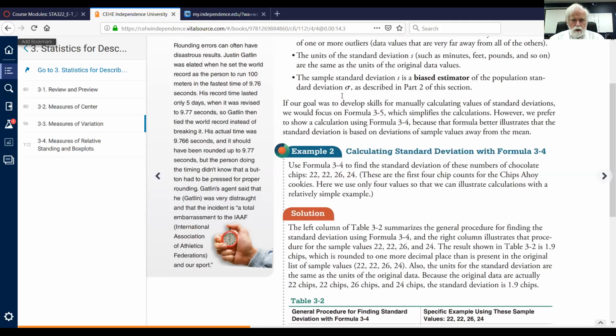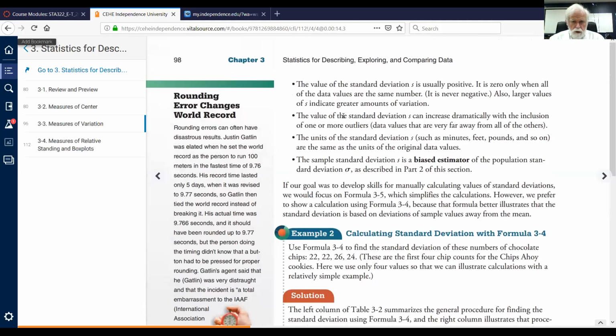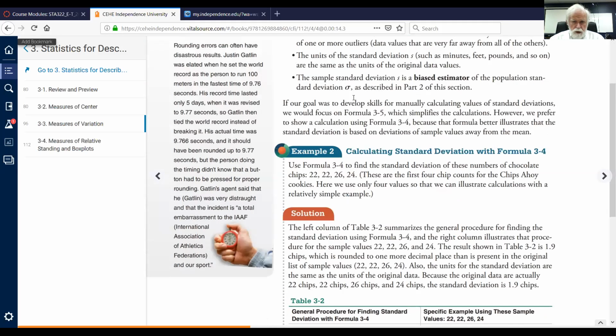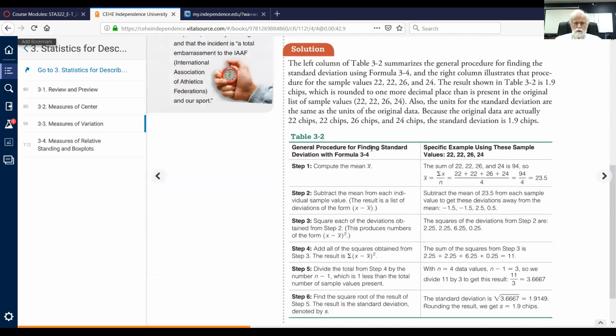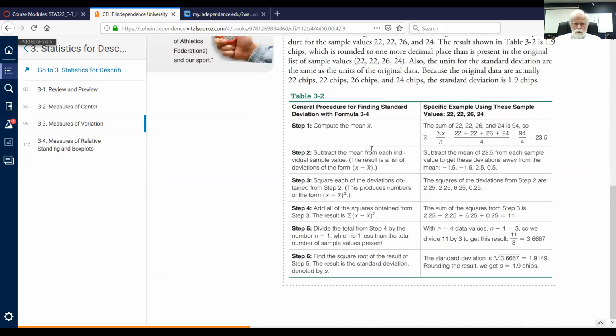Standard deviation of a sample is denoted as S. The standard deviation of an entire population is noted as small sigma. And we'll get back to what that difference is there. The biased estimator is one of the reasons that we do n minus 1. If we're dealing with an entire population, we use n. The calculations are the same. The only difference is that we use n instead of n minus 1.